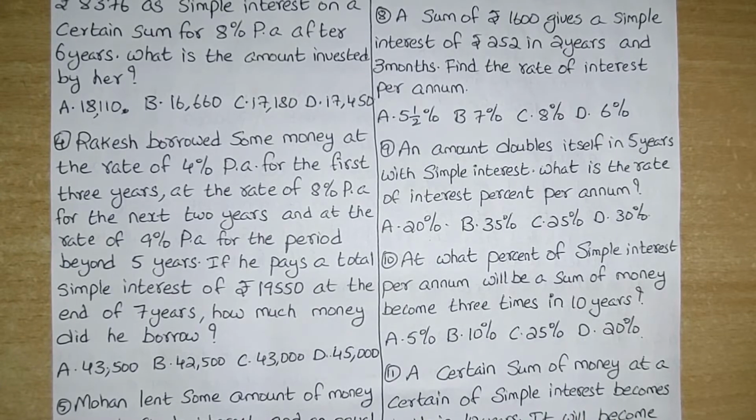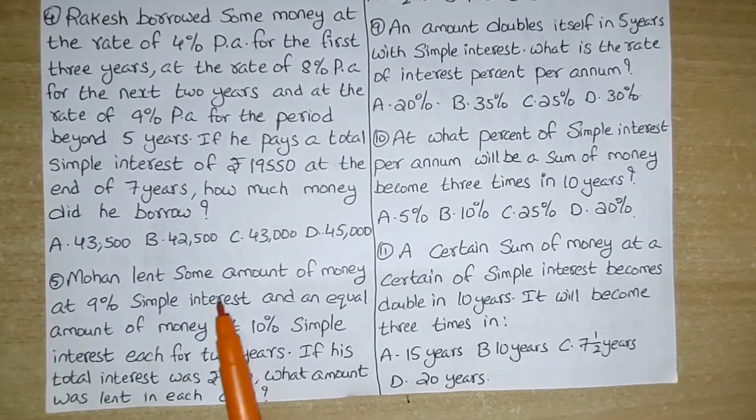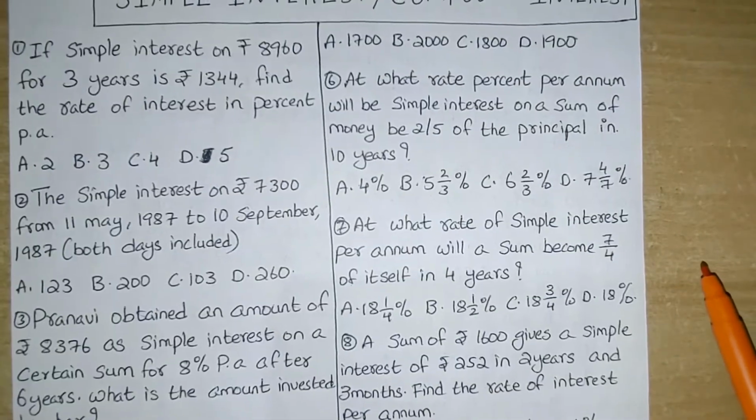So fifth question, we will see the fifth question. Mohan lent some amount of money at 9% simple interest and an equal amount of money at 10% simple interest, each for 2 years. If his total interest was rupees 760, what amount was lent in each case? Okay, so these are the four options.